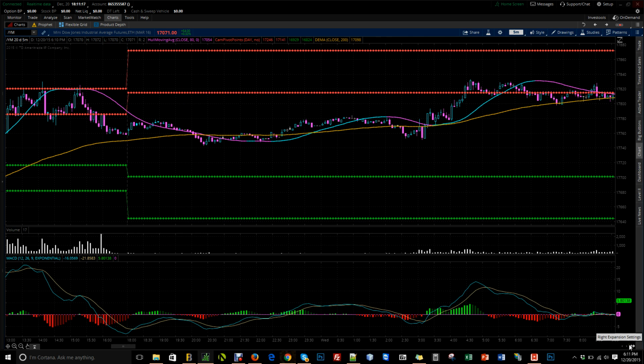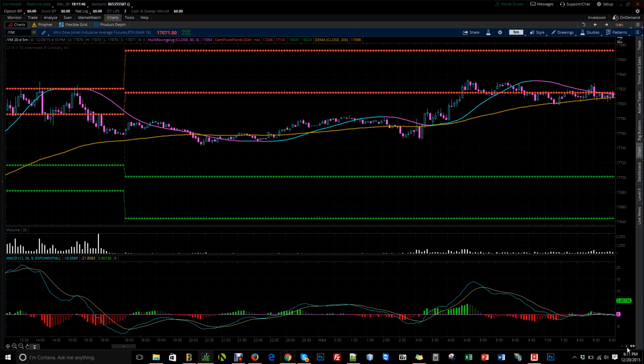8:30 and 9 o'clock rolls around. Mixed signals. Price is above the 200, but it's below the Hull. We're toward the top of the pivots. We're not outside of them. We're not at the very top. My personal thought is that price would head down, probably down to this level, previous support level, but I would not enter the trade yet.